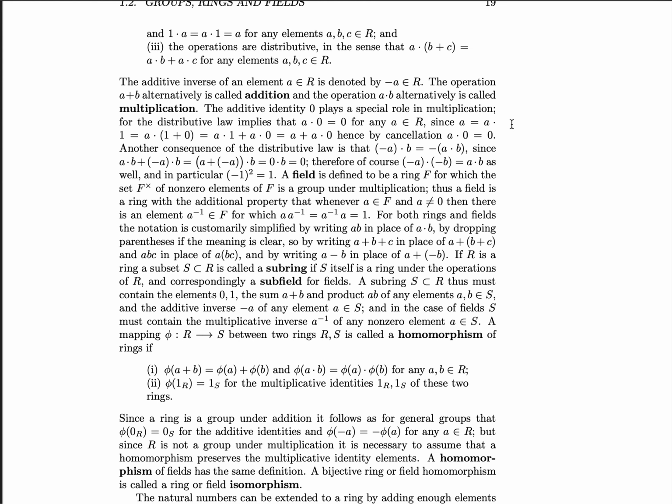It may be worth it, if you don't see it immediately, to try and reprove in the same way we just did that minus A times minus B is equal to A times B. And in particular, this generalizes, and we have minus 1 times minus 1 is equal to 1, where negative 1 is the inverse of the multiplicative identity element 1.